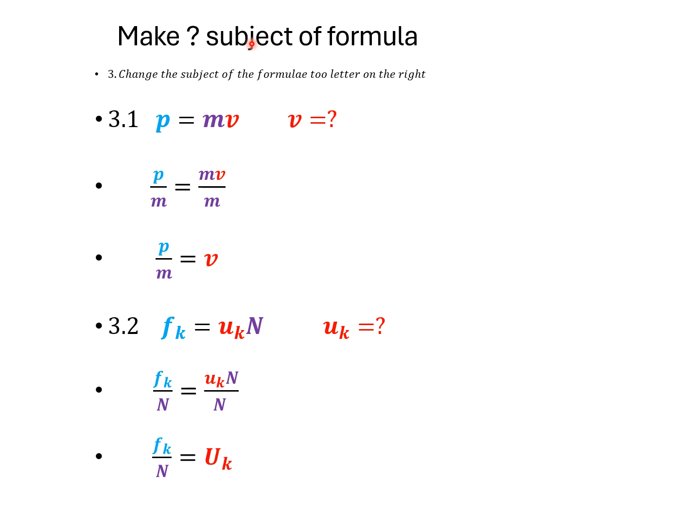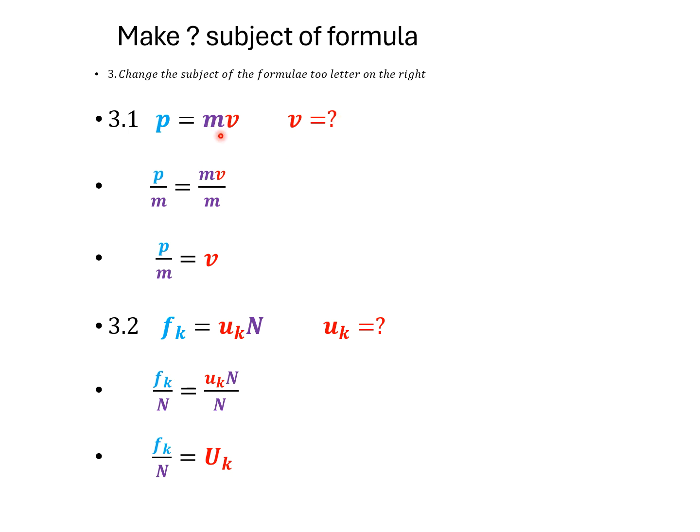Alright, now to make a question mark the subject of the formula. So now we're going to give you, 3.1 there, I gave you the equation for momentum, which you will learn in grade 12. And they want me to make velocity, or v, the subject of the formula. So change the subject of the formula to the letters on the right. Alright, so I have p equals m times v. We want v as the subject of the formula.